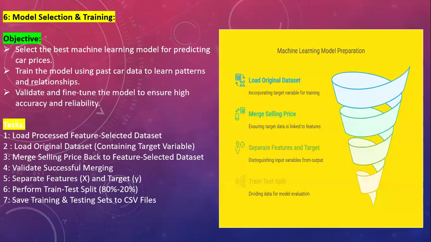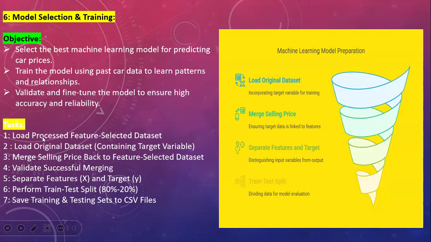Once we have selected features that will impact our model, now we are going to do the model selection and training. So our data is ready to train the model. Now we are going to select the machine learning model for predicting car prices. Here we have taken the linear regression model. For that, first we need to train the data. Then after that we are going to do some evaluation process. These are the tasks involved in the model selection and training.